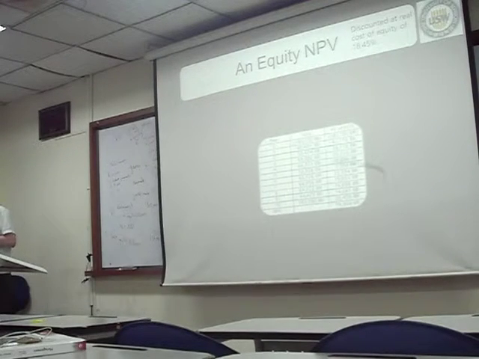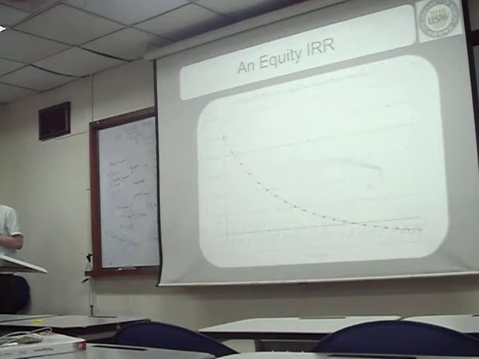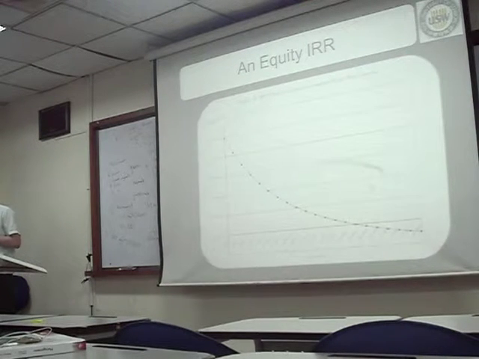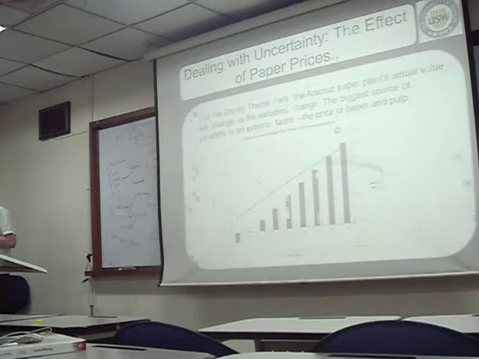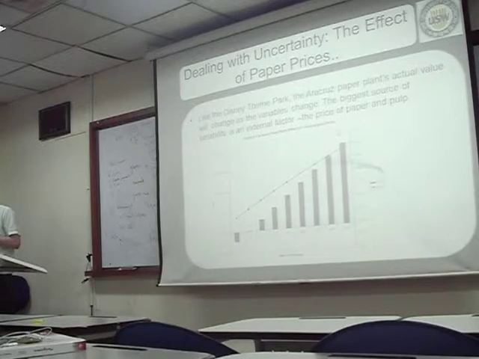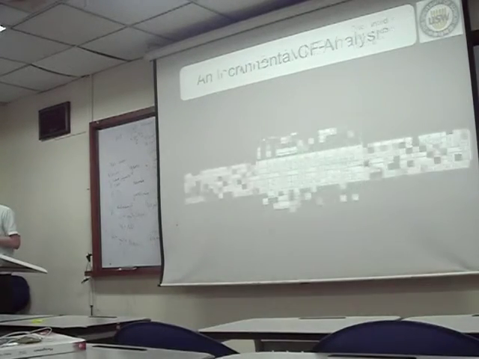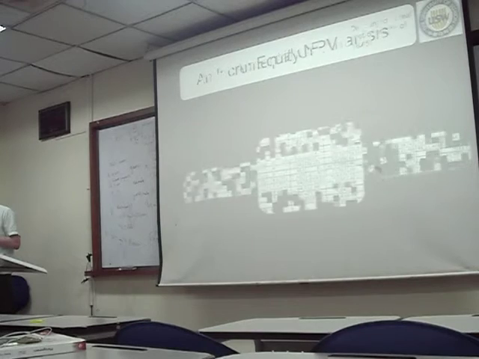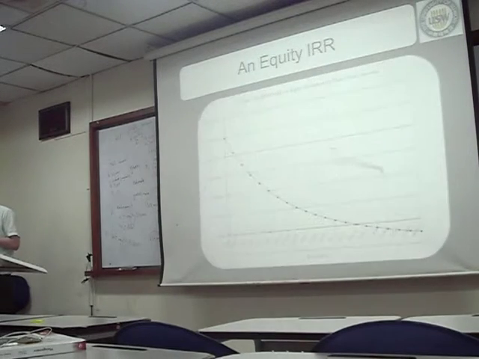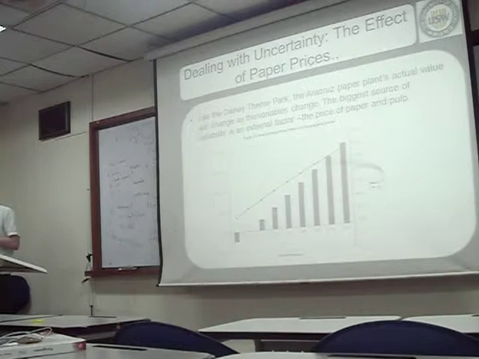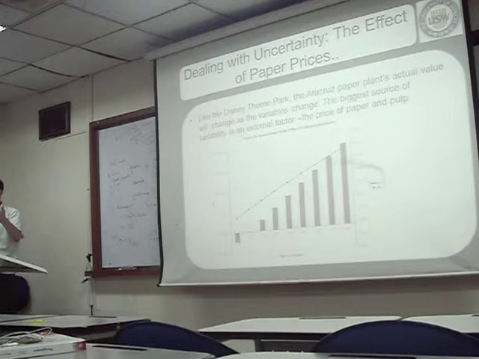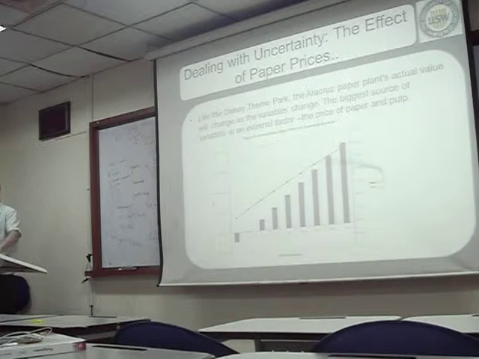So the IRR is also positive. That's just doing this with the equity analysis. We can also have uncertainty in this project. The uncertainty may be paper prices. One big problem for companies that deal with raw materials is that the price of raw materials is very volatile and changes a lot.